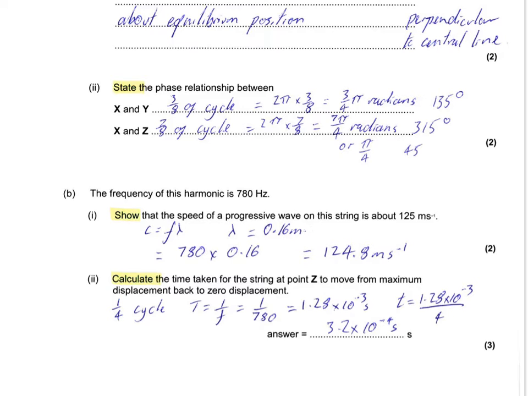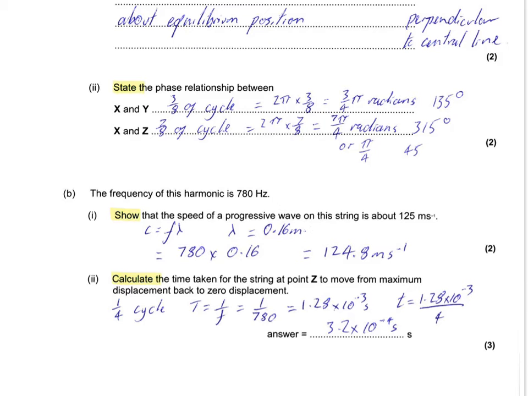c equals f lambda, 780 times 0.16, 124.8. Now that's too many significant figures, but because it's a show question, it's a really good idea to give too many significant figures, because it proves that you've actually done it. So the show part of that, I've given my formula, I've written out the equation, and then I've given my answer to too many significant figures. It's not really the too many that matters, but it's more significant than the number I've been asked to show it's equal to, or is about.